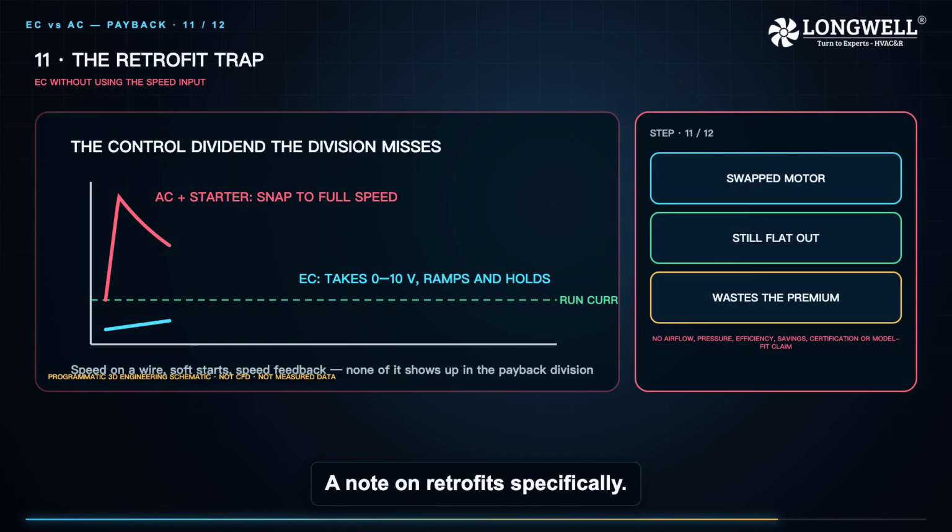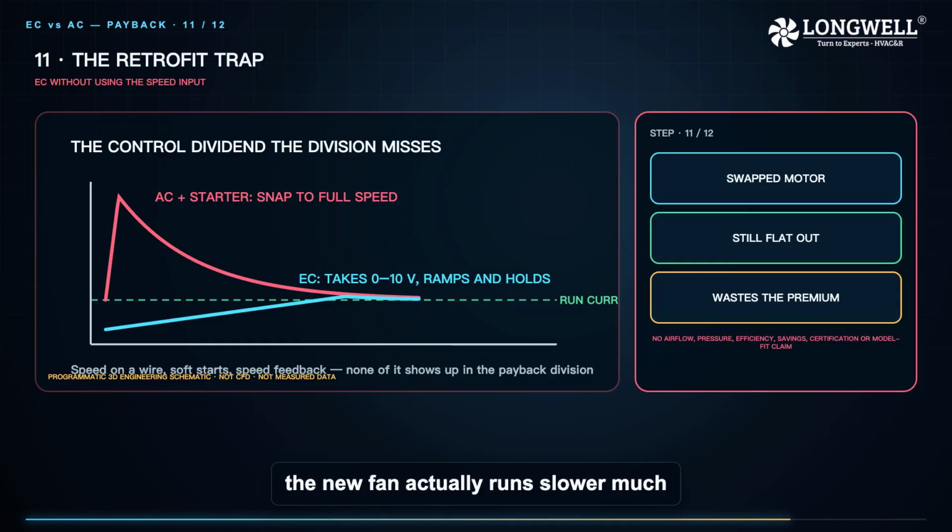A note on retrofits specifically. The attractive arithmetic above assumes the new fan actually runs slower much of the time. A retrofit that swaps the motor but keeps running flat out at a fixed speed collects only the modest full load gap. The saving comes from control plus efficiency together. Installing EC and never using the speed input wastes most of what you paid for.